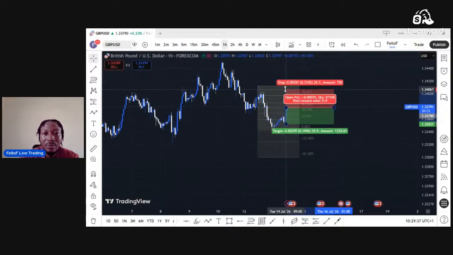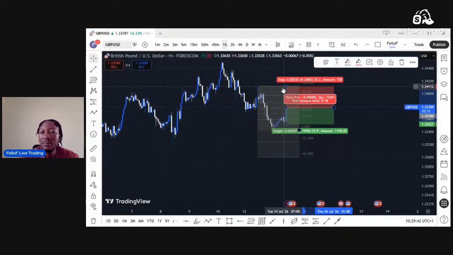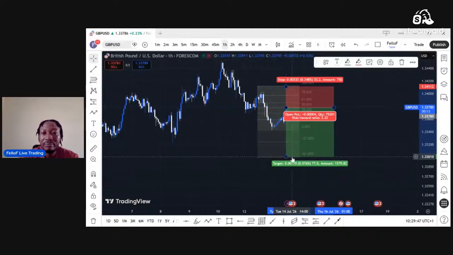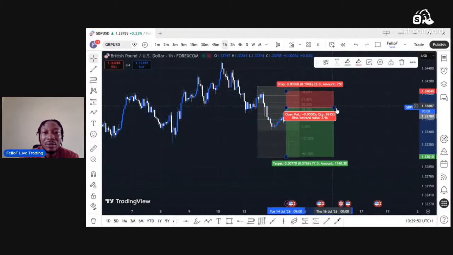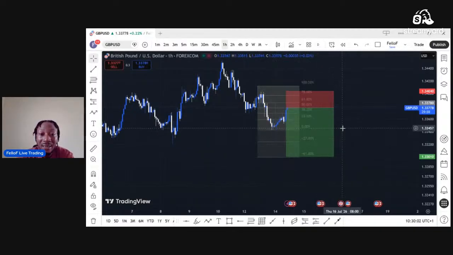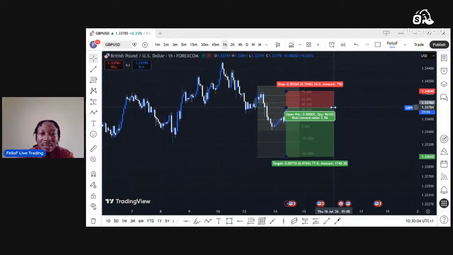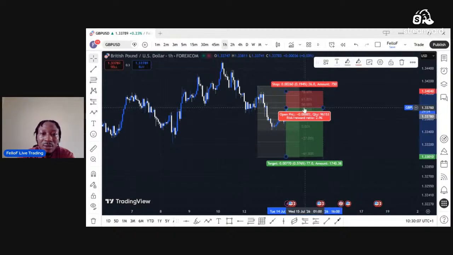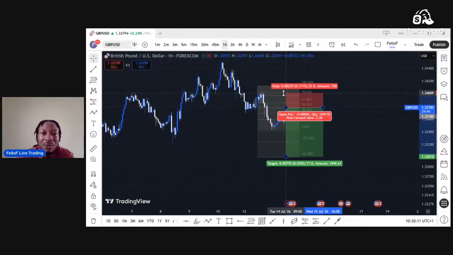So you can place your stop loss here or wherever. Okay. And then target somewhere down here. So if you want to be more conservative, you wait until you get a confirmation, then you can sell and hope to make profits. So that's what we have going on right now on GBP USD. Okay. So this is what we are looking at on GBP USD.